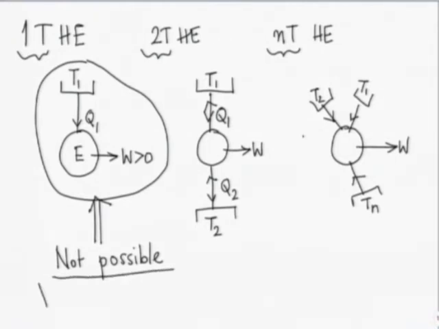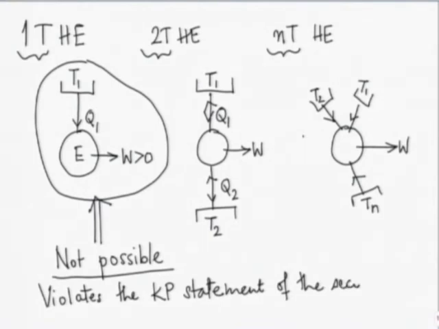Not possible. Why? Because it violates the Kelvin-Planck statement of the second law. And quite often we will come to this, not possible because this violates the Kelvin-Planck statement of the second law, and we will now simply shorten it to: this is not possible because it violates the second law. Kelvin-Planck statement, if it violates, it will violate the second law.